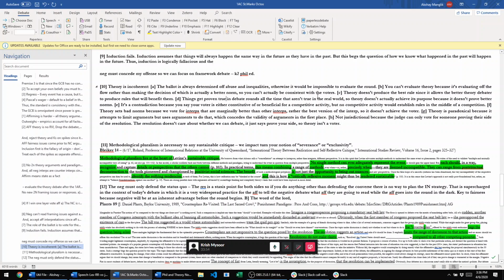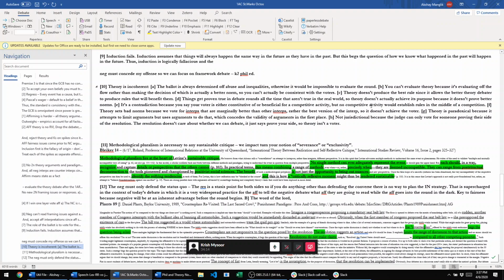Things get proven that are true. It doesn't set true norms. Theory doesn't have to rely on norms. This is also a good general framing point. Theory doesn't have to rely on norm setting. It can be about responding to abuse. So, for example, if they did something unfair, they merely have to lose for it. It's not about setting a broader norm, which means it would answer this.